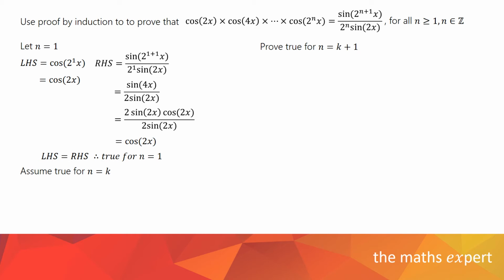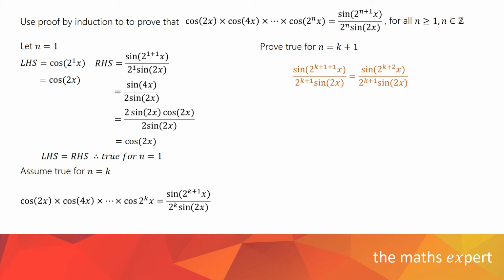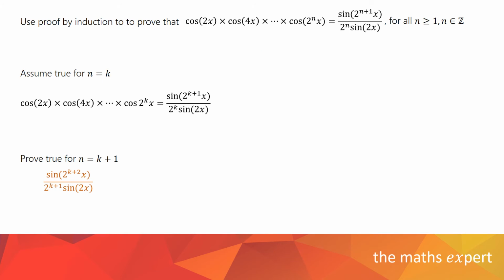Again, I will make my assumption for when n is equal to k. And now I'm going to substitute in for when n is equal to k plus 1. And again, you can see my goal here. So first of all, I substitute n is equal to k plus 1 into the left-hand side of my statement, and I have k plus 1 terms.